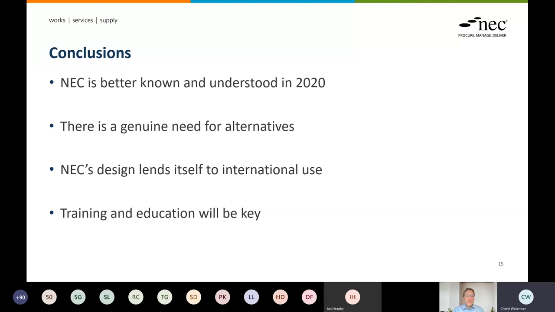But if there's one thing we've learned from the UK, in order to get the benefits of NEC, you need to understand how it works. And for that, training and education will be absolutely important. Thank you, Ian.